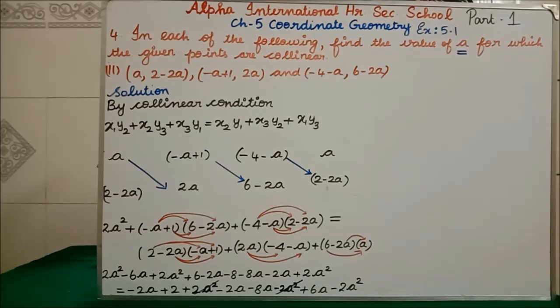Students, now we are going to start with the fourth question. In each of the following, find the value of a for which the given points are collinear. Clear? Like the second problem, we are going to do the fourth problem also, but we are going to find the value of a. Now, solution by the collinear condition.